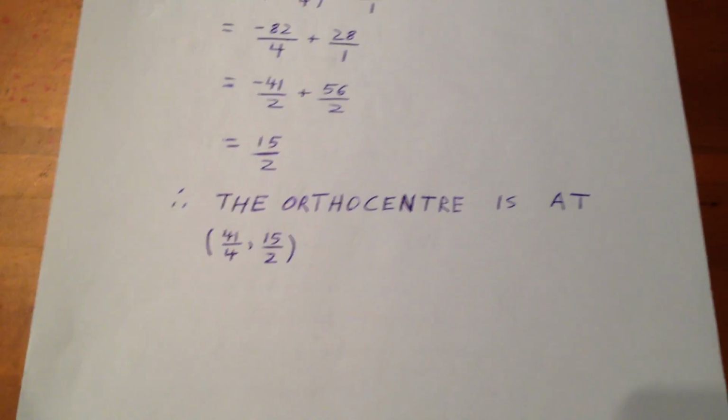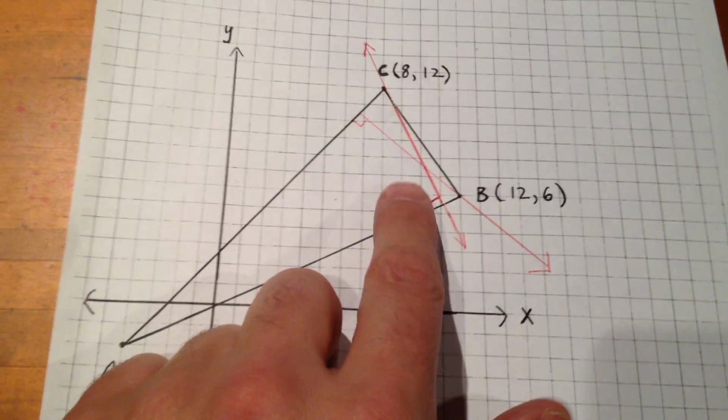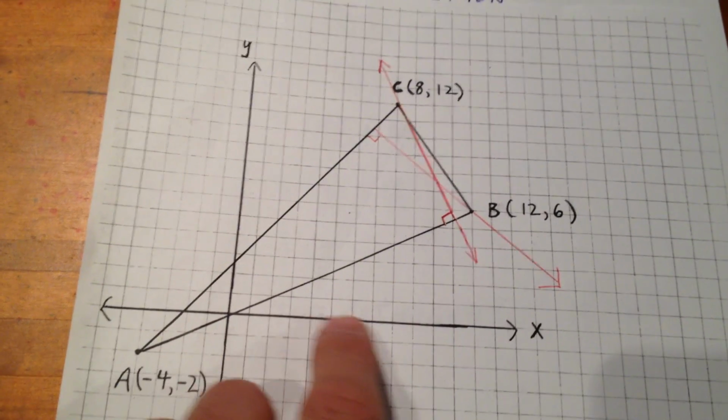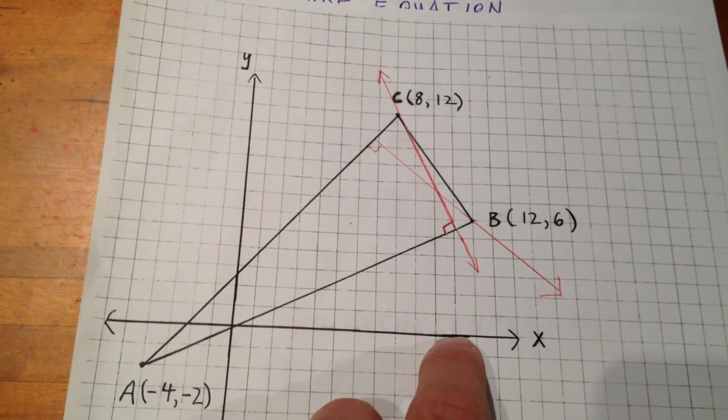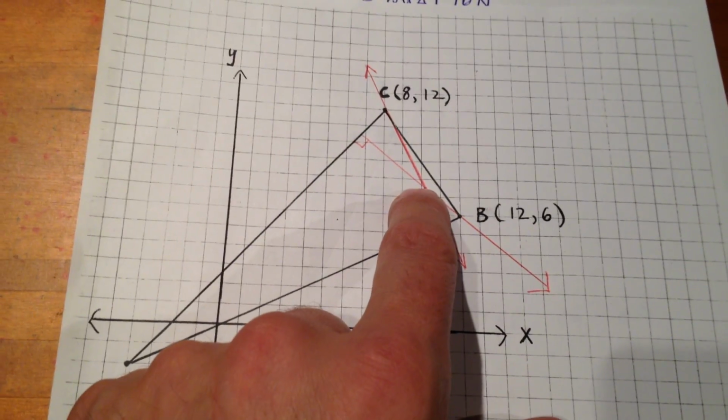And that is where those two altitudes meet. 41 over 4, which is slightly greater than 10, and 15 over 2, which is about 7.5.